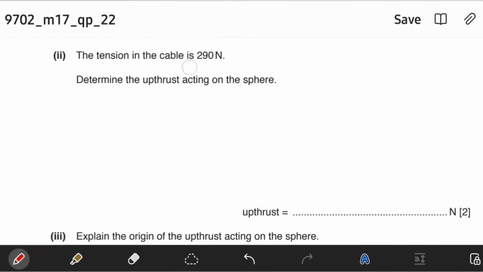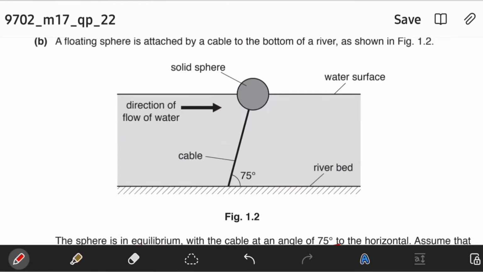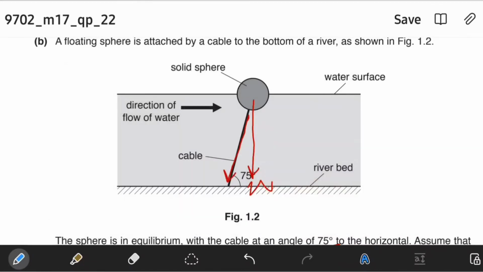The tension in the cable is 290 newtons. Determine the upthrust acting on the sphere. You can refer back to the diagram for this question. Let's try to draw some forces out. For example, this is exactly in the center. I can't really draw it exactly in the center. Yes, so this is weight. For example, the tension is this black rope you see, and you obviously know that upthrust acts in the opposite direction to weight, so let me draw it with another color. So the same exact weight's arrow, there would be an upthrust.